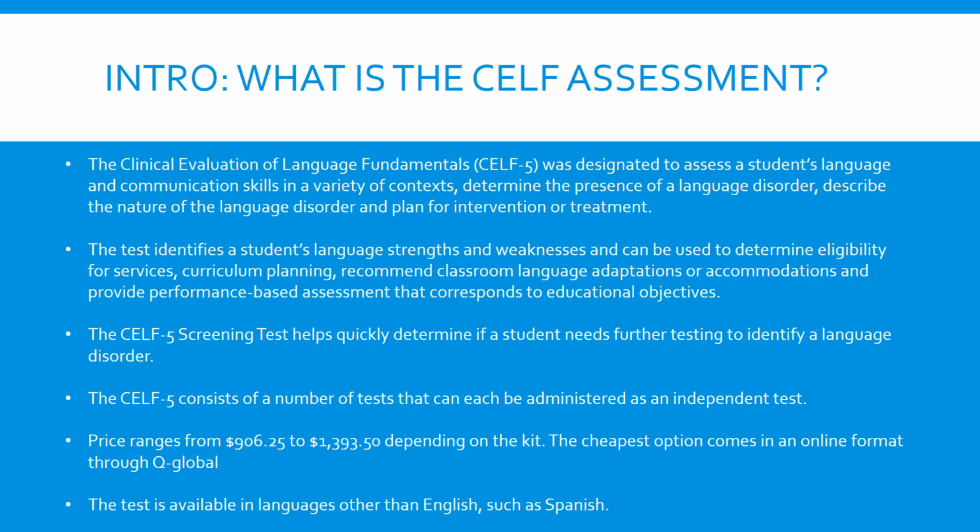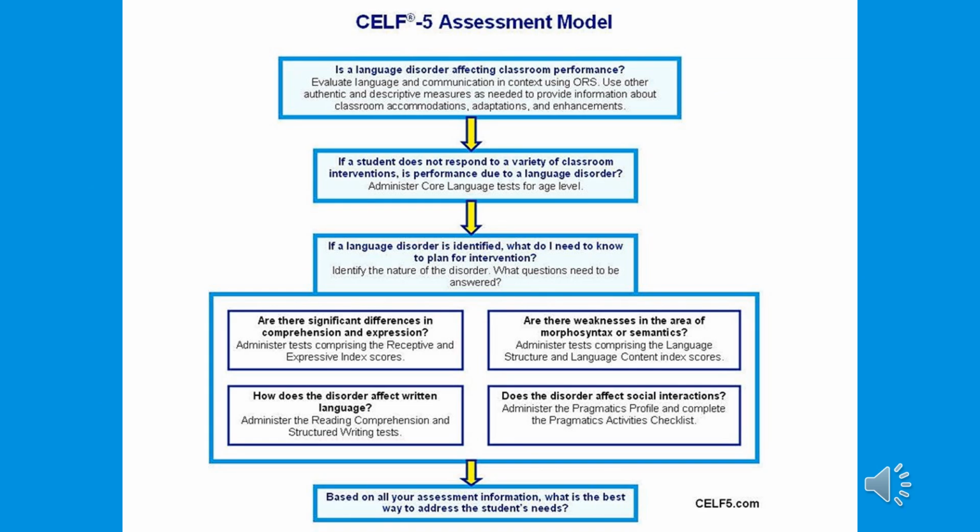All right. So here you guys can see an overview of the CELF-5 assessment model. It basically goes through figuring out if a child has a language disorder, what you are going to do about it, how you are going to assess them. So the first box is, is a language disorder affecting classroom performance? You're going to evaluate them in their classroom and otherwise, and you're going to figure out your next steps.